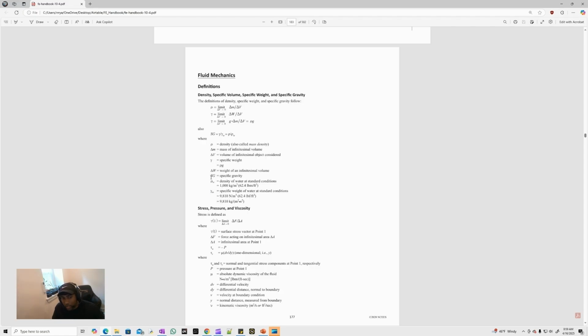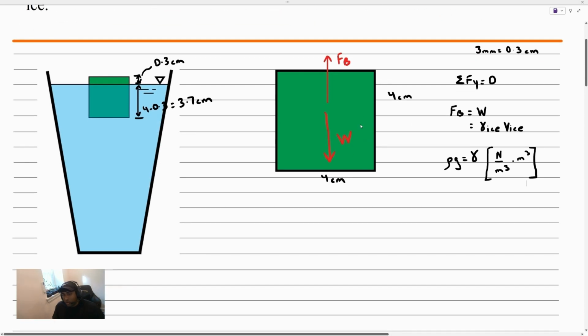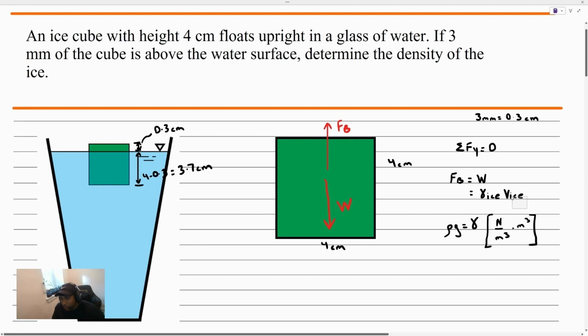Additionally, other things are going to come into this problem, like the specific gravity, which is just a ratio of densities or a ratio of specific weights, which are exactly the same. Remember, specific weight is density times gravity. The gravities will cancel out on top and bottom. You can see the definition here. So specific gravity is always relative to water. Something with a specific gravity greater than 1 would be more dense than water. Less than 1 is less dense than water.